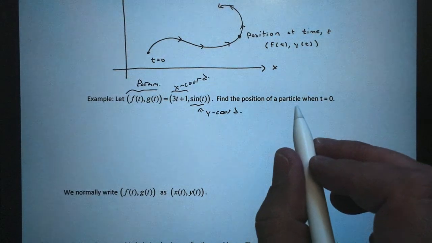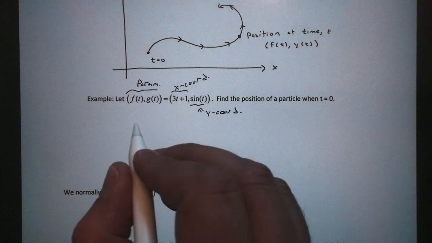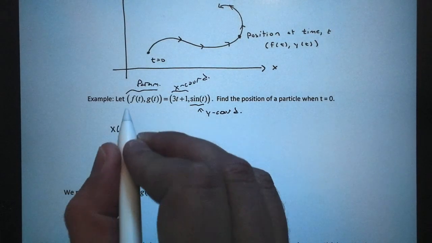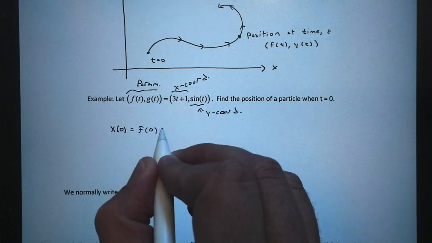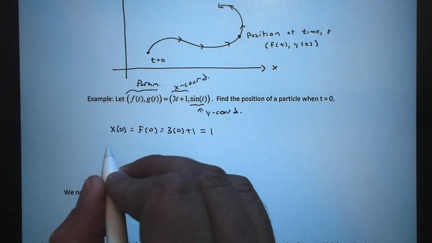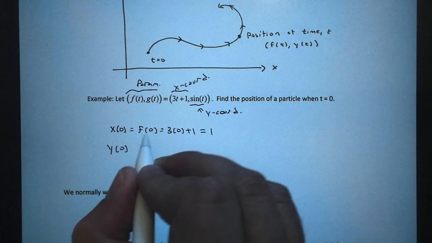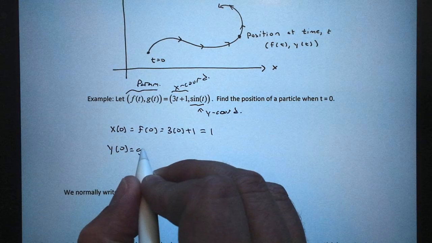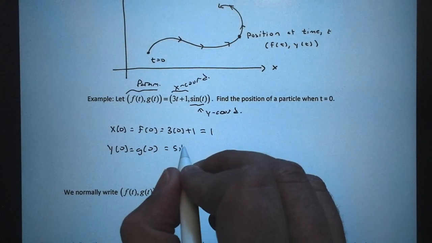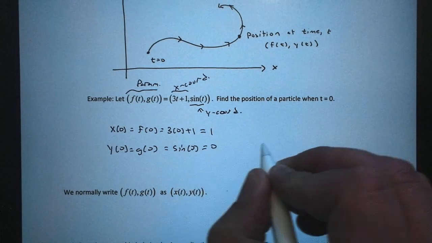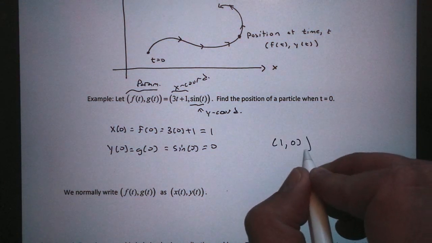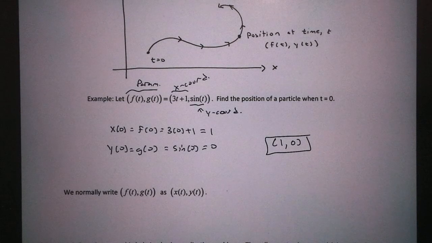We want to find the position of the particle when t is 0. The first thing we want to find is the x position at 0. They're telling us to plug it in here, f of 0, and that's just 3 times 0 plus 1, which is 1. To get the y position at 0, we plug it in for g, and again, you'll see me just use x and y most of the time. This is sine of 0, which is 0. So the position is at the point (1, 0). Very easy to do.